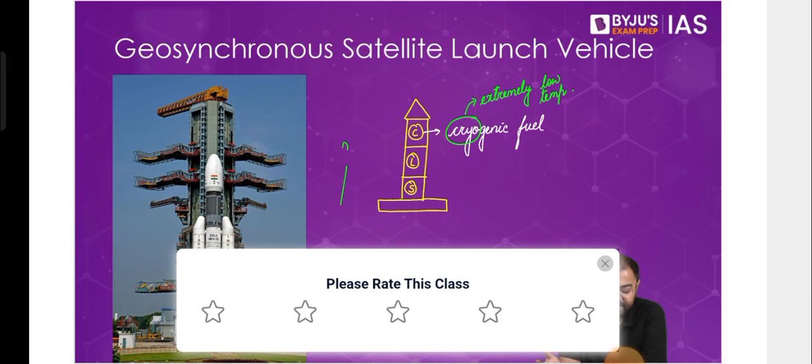So Japan also has one. Apart from that, others do not. So only US, Russia, China, India, European Space Agency, France, and Japan. These are the countries which have the cryogenic engine. And apart from these countries, there is no other country that has an operational cryogenic engine.